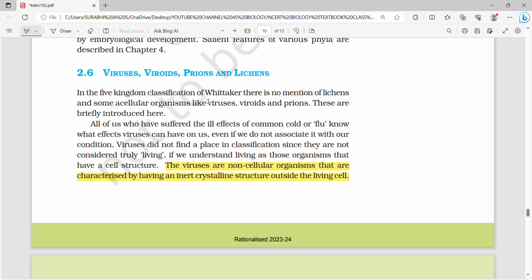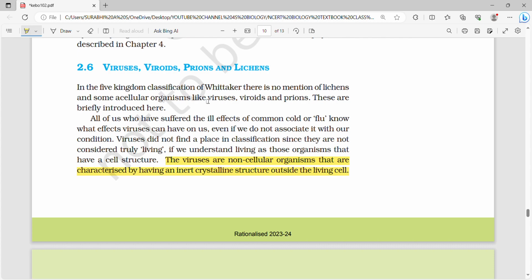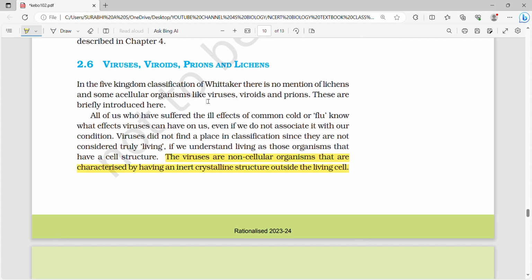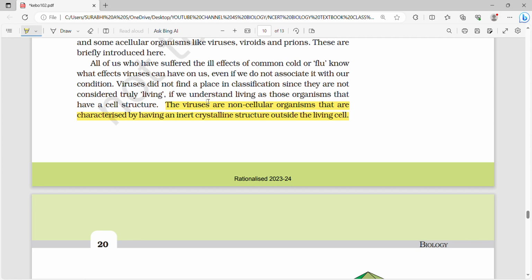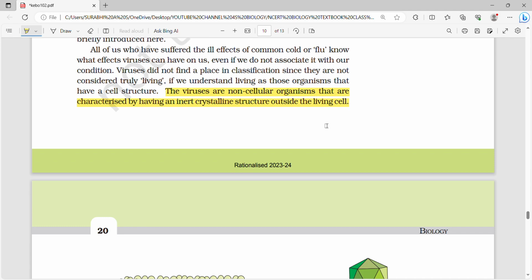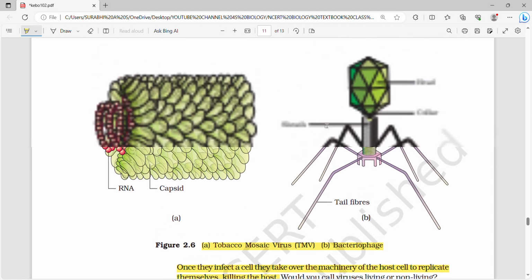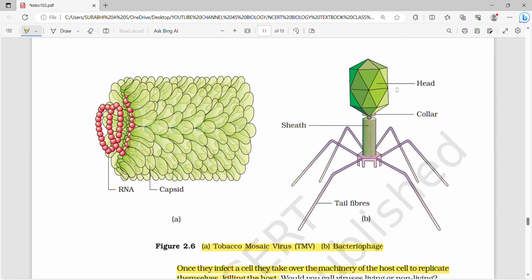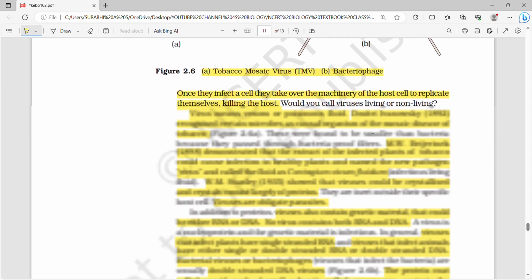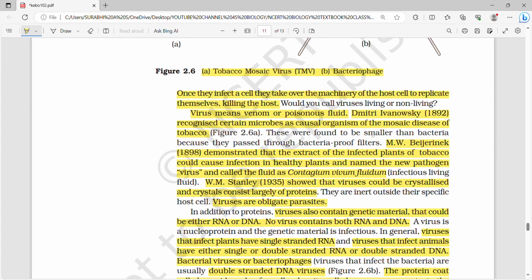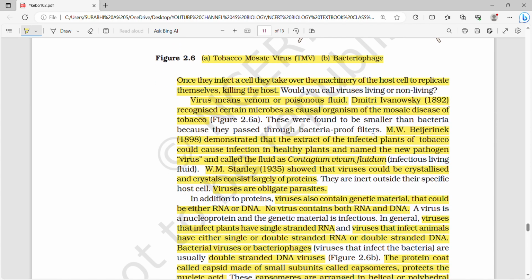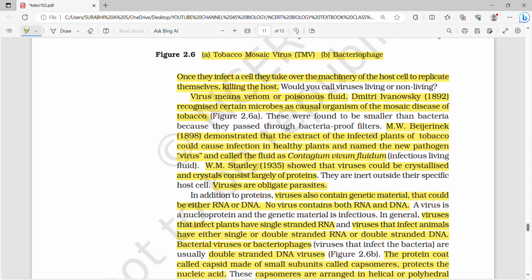Next, the very important part of this chapter comes here, that is virus, viroids, prions and lichens. So this is not included in the five kingdom classification. The viruses are non-cellular organisms that are characterized by having the inert crystalline structure outside the living cell. So this is the definition of virus, and you have to know this diagram because this is very much important. They may ask you to label it.